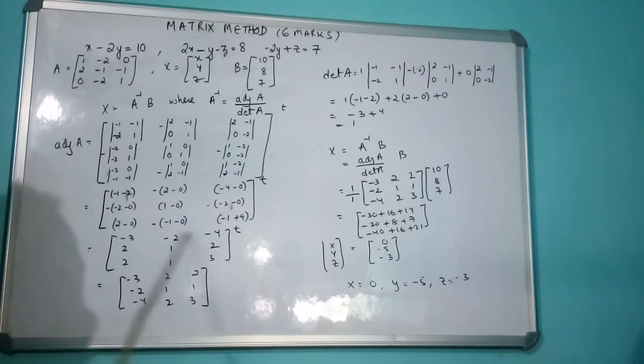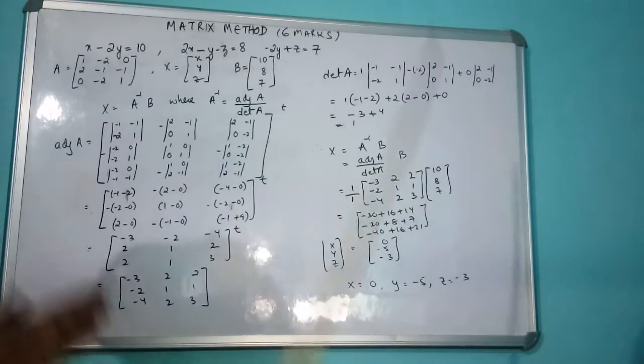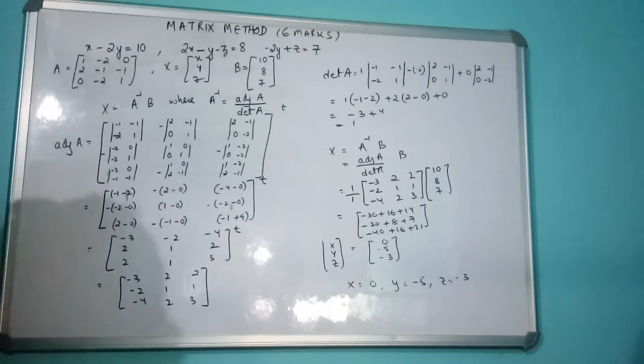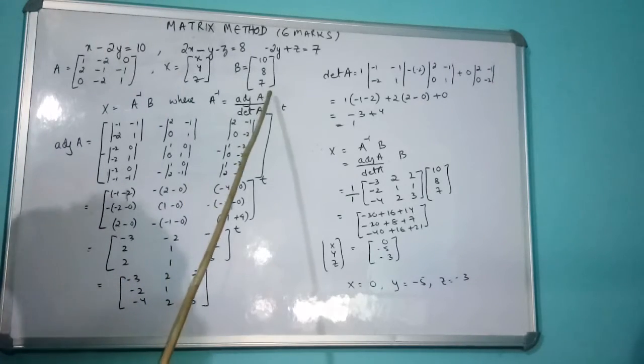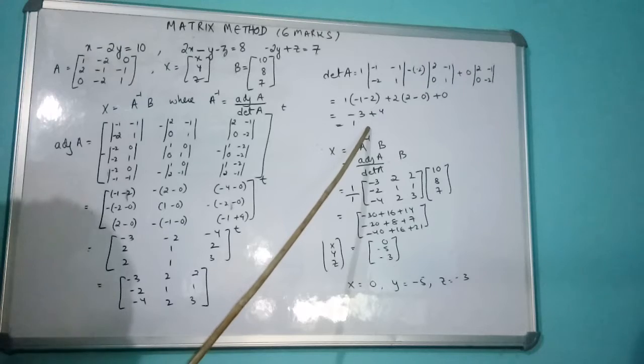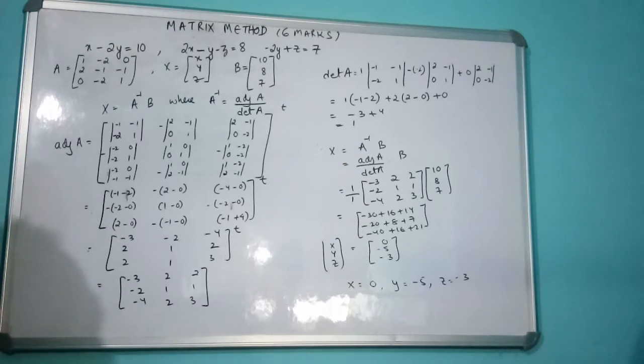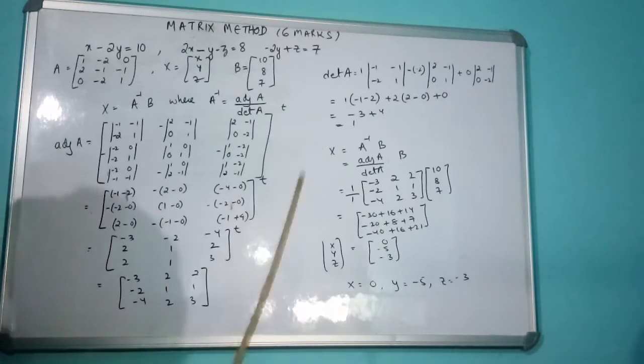Transpose means the rows will change into columns. As you can see, -3, -2, -4, I've written in a vertical manner. 2, 1, 2, again 2, 1, 2, 2, 1, 3. So we have come to the midway of the problem. I told you, in order to calculate A inverse, you have to find the adjoint as well as the determinant. You found out the determinant and the adjoint also. Now we are coming to the concluding part of the problem.